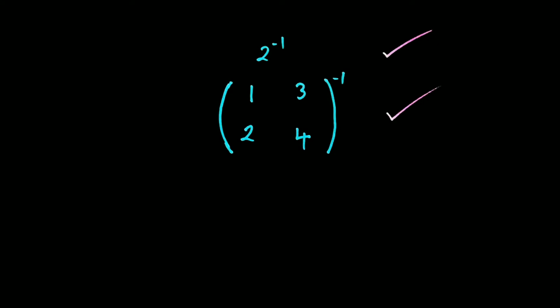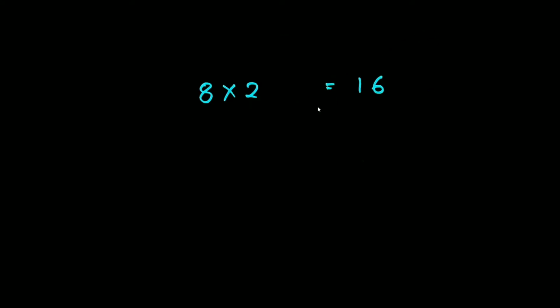So let's say we multiply 8 with 2 to get 16, and then we divide 16 with 2. We multiply 16 with the inverse of 2 to get 8 back. So you see, if we have two numbers and we multiply them and get the product, and then multiply that product with the inverse of the second number, we get the first number back. This is the case with numbers.